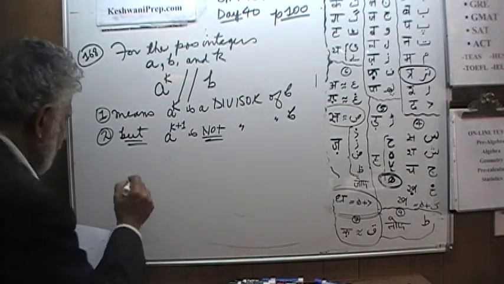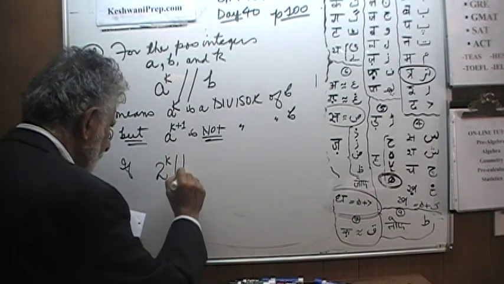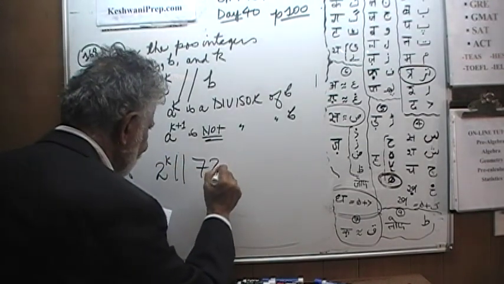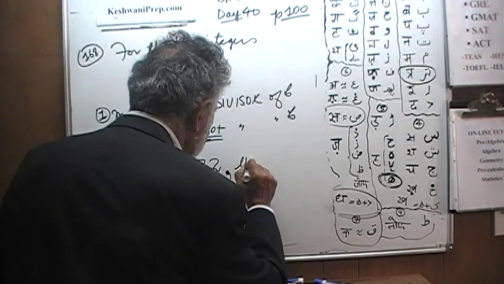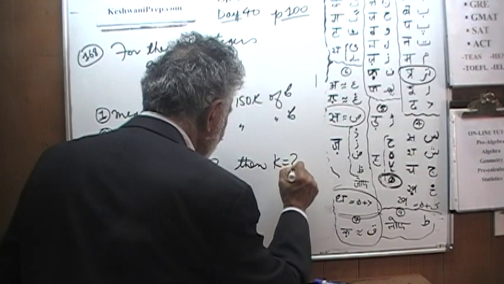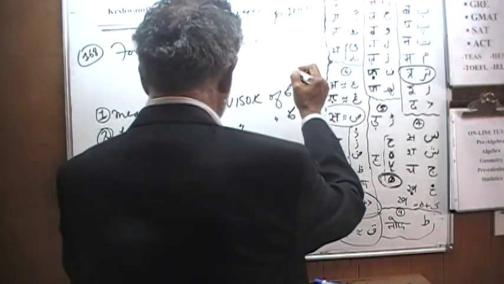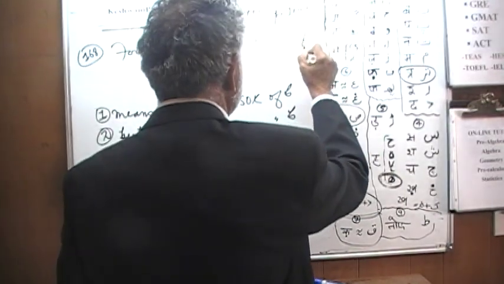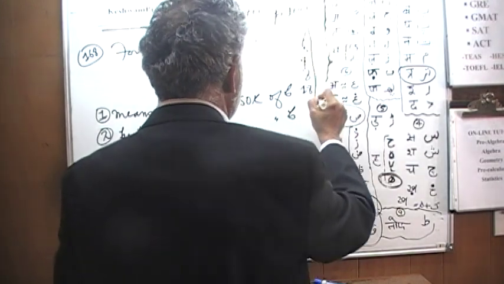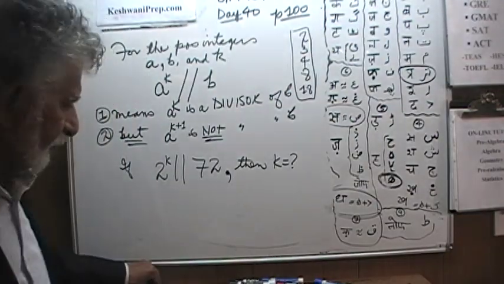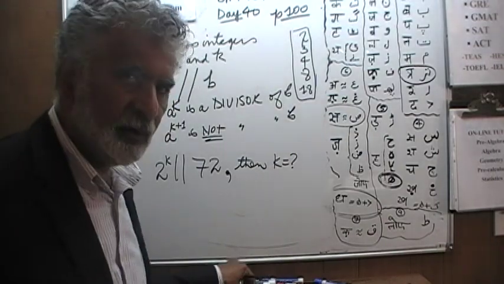We are further told that if 2 raised to k and then a parallel line 72, if this is true, then what must be the value of k? What must be the value of k? Let me give you the answer choices: 2, 3, 4, 8, and 18. Okay, I'm not going to explain anymore, because if I were to explain anymore, we'll start solving the problem. I would like you to try it yourself first, pause the video and do it yourself.